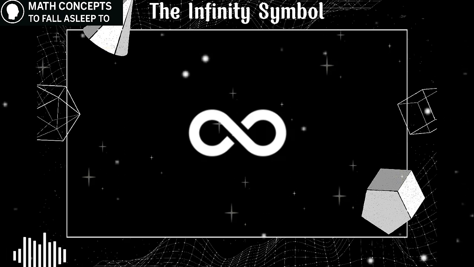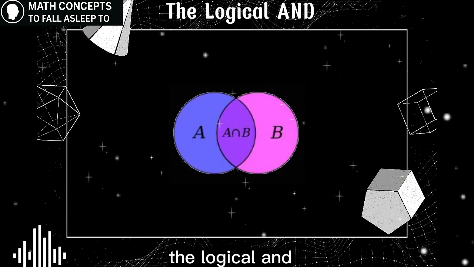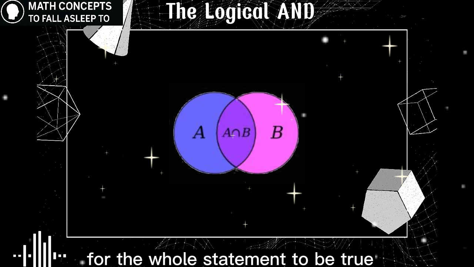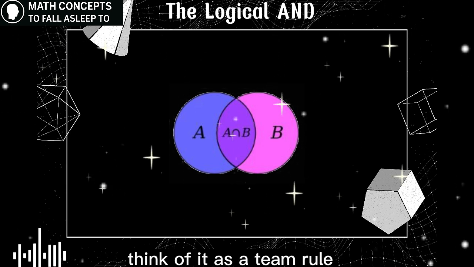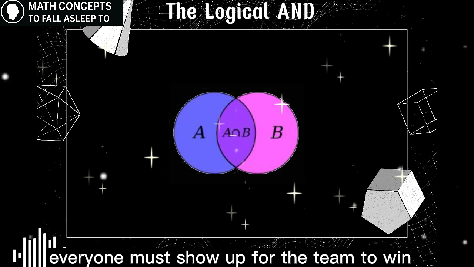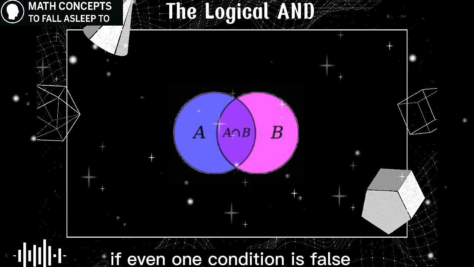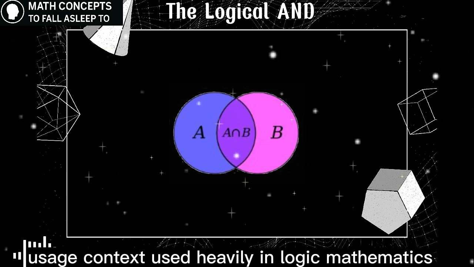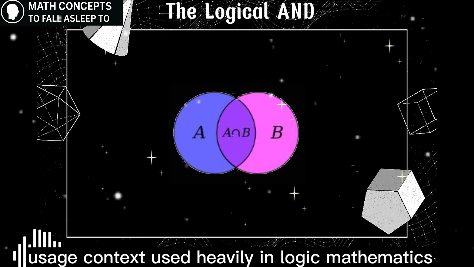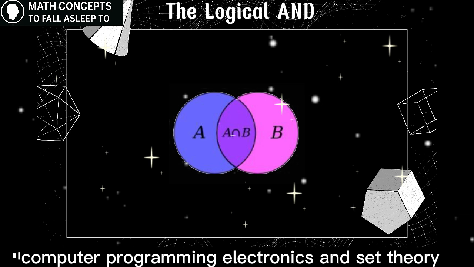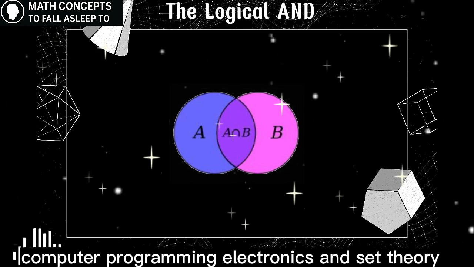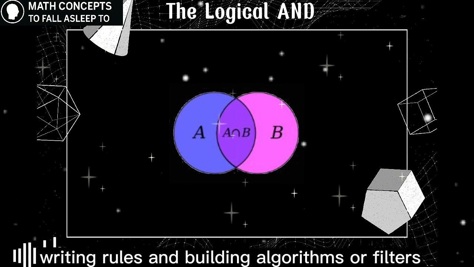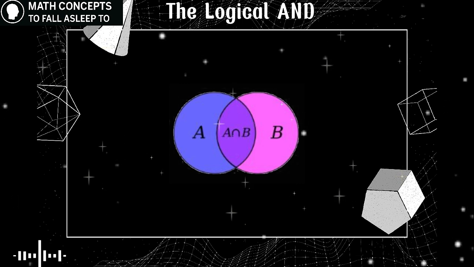Meaning and function. The logical and is used to say that two or more conditions must all be true at the same time for the whole statement to be true. Think of it as a team rule. Everyone must show up for the team to win. If even one condition is false, the entire statement becomes false. Usage context. Used heavily in logic, mathematics, computer programming, electronics, and set theory. It's essential for making decisions, writing rules, and building algorithms or filters.